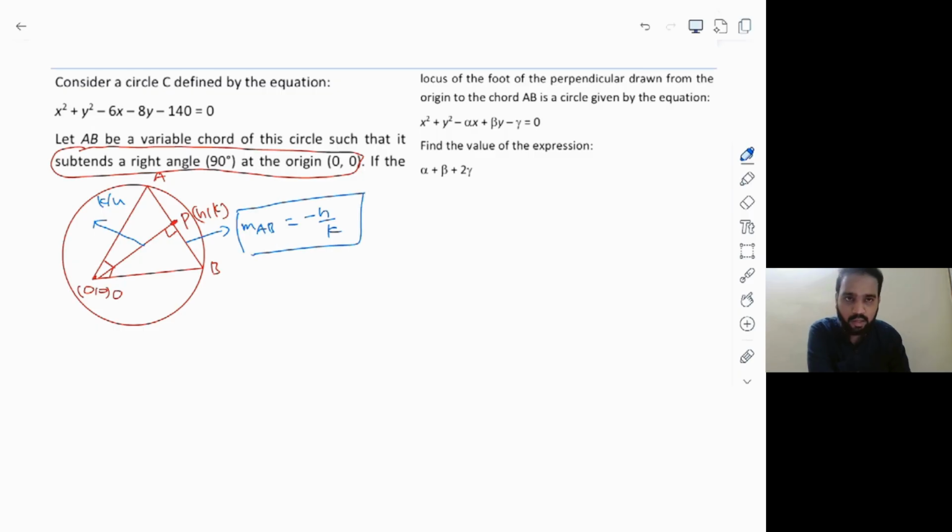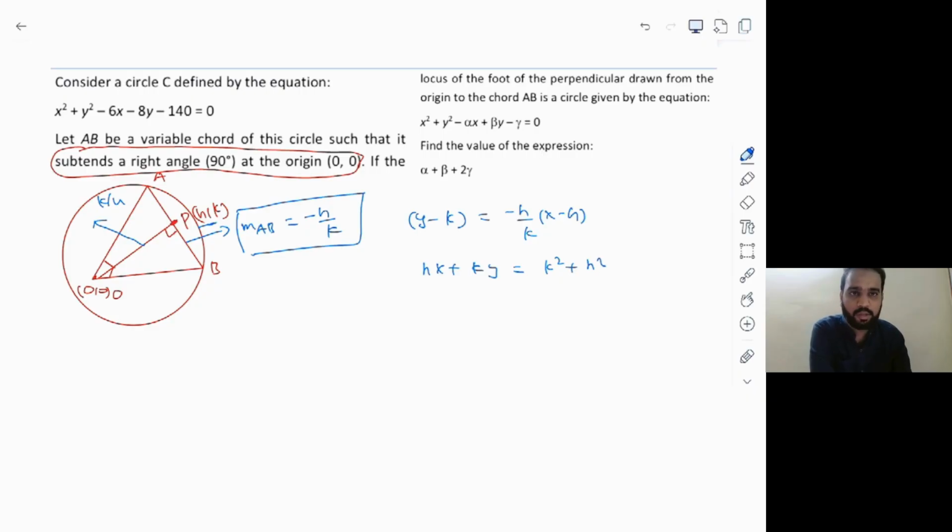So we have the slope of the line, and we have a point on the line also, and then you can write down the line equation, that is y minus k is equal to minus h by k multiplied by (x minus h). Now you can cross multiply and get everything to one side. You get hx plus ky is equal to k square plus h square. So this is your straight line equation.